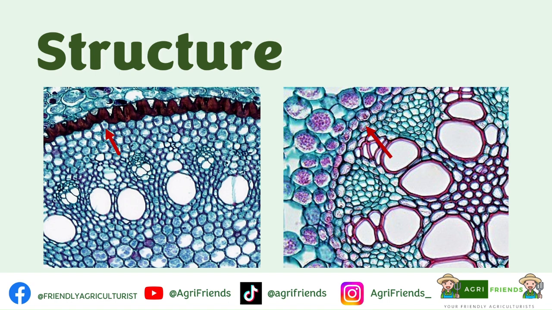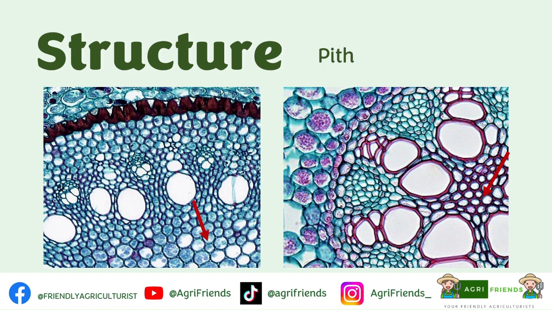The stele or the vascular cylinder is comprised of the pericycle, xylem, and the phloem. So the pericycle is responsible for forming the lateral roots, and it is just below the endodermis and the Casparian strip. The xylem is responsible for transporting water and minerals to the stem, and we have previously discussed this in our video about plant tissues. And the phloem is responsible for transporting food from the leaves to the roots.